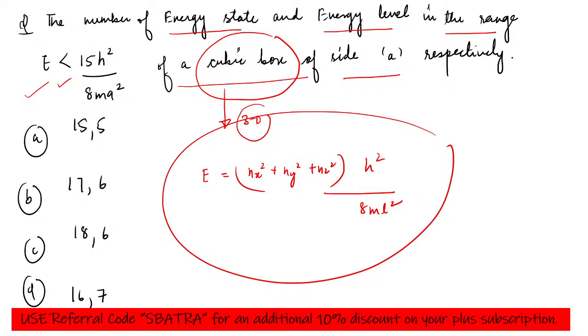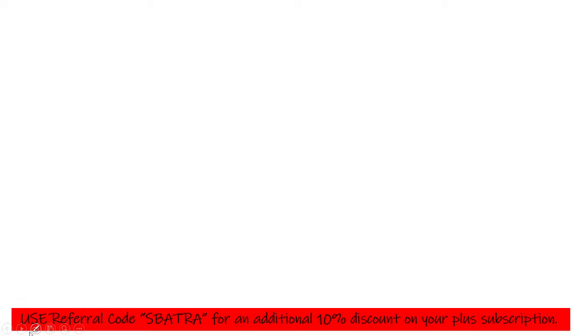So let's form the number of states. Let's see how many possible combinations we can have. The first level will always be 1 1 1, so degeneracy will be 1 for the first level, and energy will be E equals 3h square by 8 m l square. Then after this we can have 1 1 2, because the energy over here will be 4 plus 1 plus 1, that is 6h square by 8 m l square.